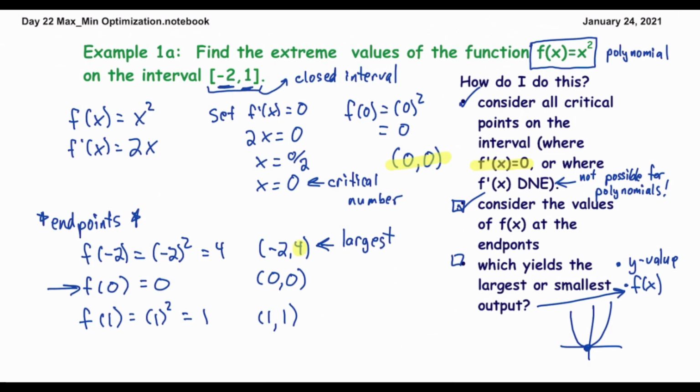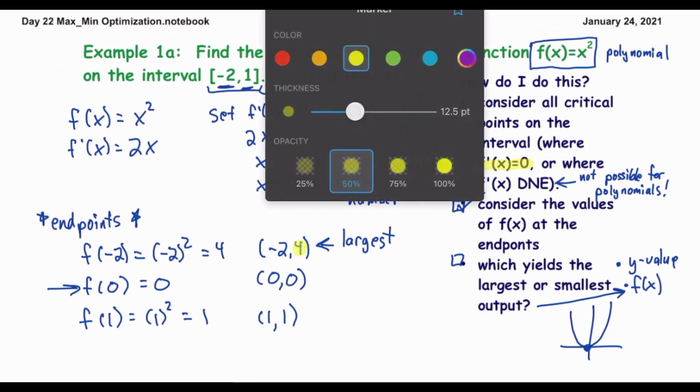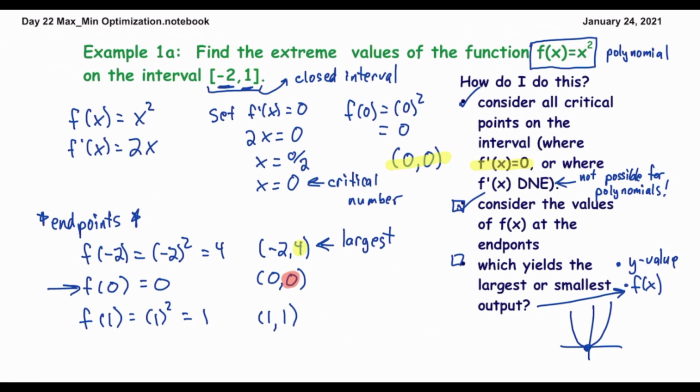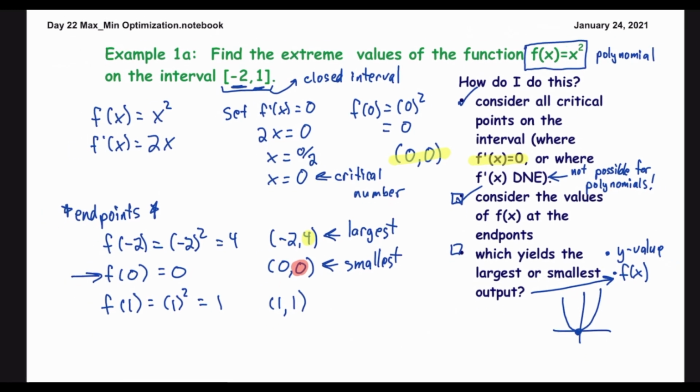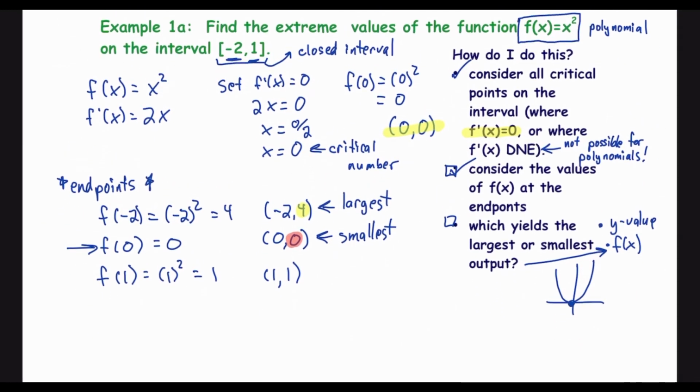And what has my smallest y value? That's going to be this one right here. Actually, let's use a different color for that. So this is going to be my smallest value. So let's write a little concluding statement describing what we just found here.